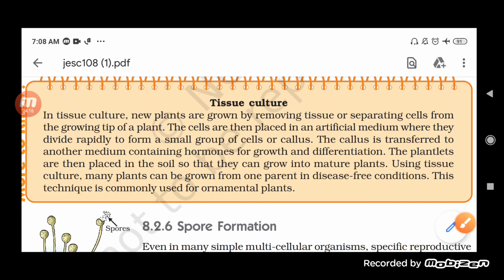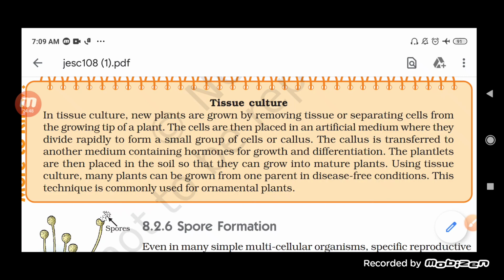When the development occurs, students, the callus having the root and the shoot separates into a tiny plantlet. Obviously, plantlet means something consisting of a shoot as well as a root, and in this way we can produce a tiny plantlet from just a few original plant cells or tissue. Now this plantlet is placed into the soil so that it can grow into a mature plant.